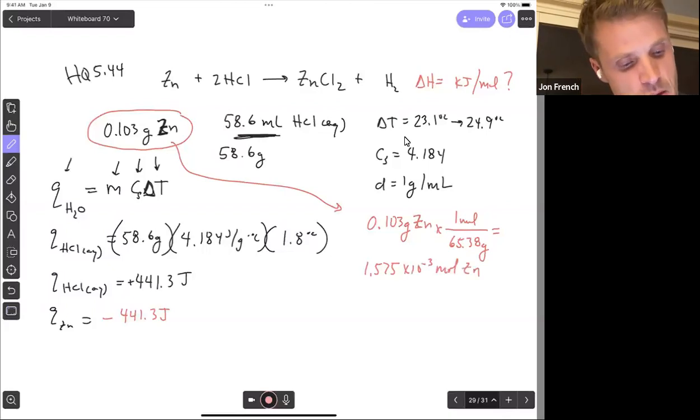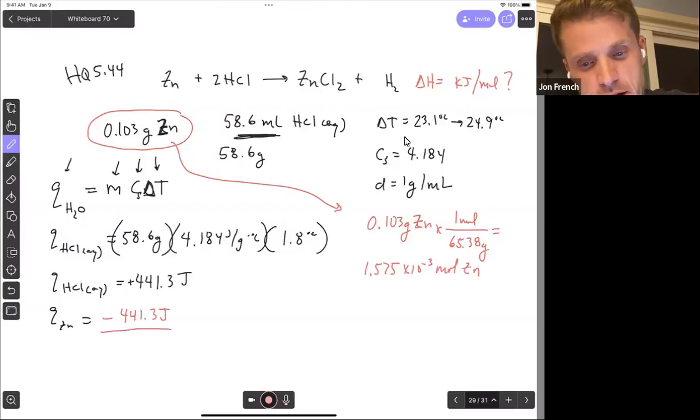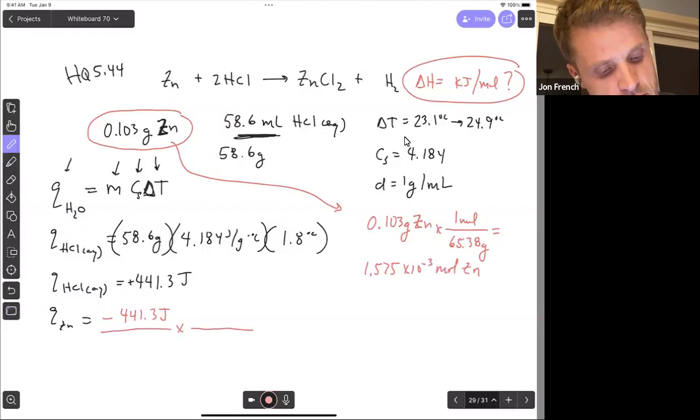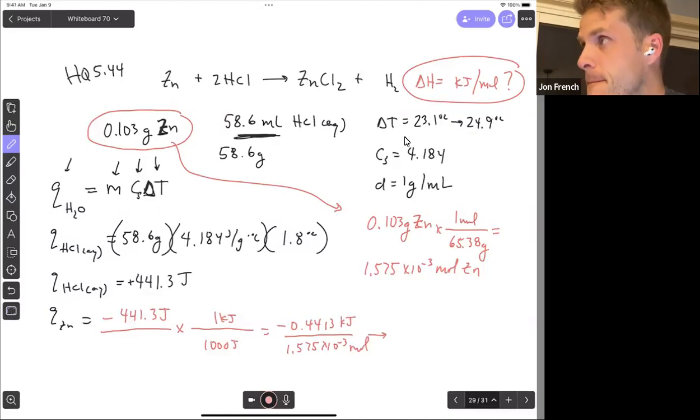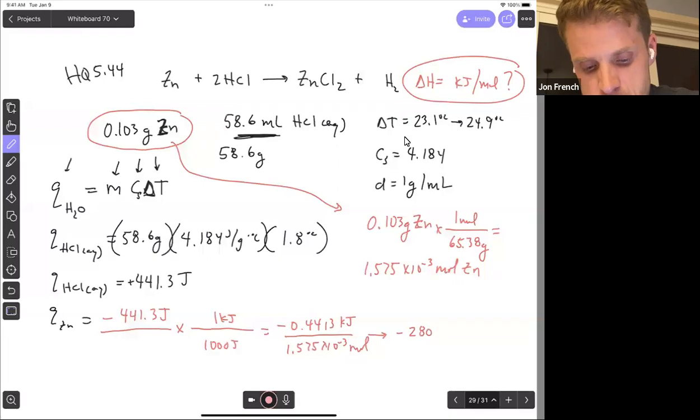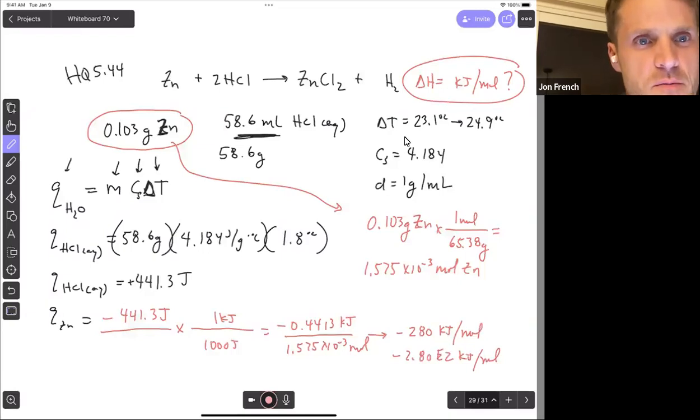of zinc. So we're looking for energy in kilojoules per mole. So we'll do one step first, right? I know 1,000 joules is 1 kilojoule. So negative 0.4413 kilojoules. And now I'll divide that by my moles of zinc, so divide that by 1.575 times 10 to the minus 3 moles. And I'll turn that into energy, so our kilojoules per mole. So 0.4413 divided by that, and I get like minus 280 kilojoules per mole. So minus 2.80 e to the 2 kilojoules per mole for question 44.